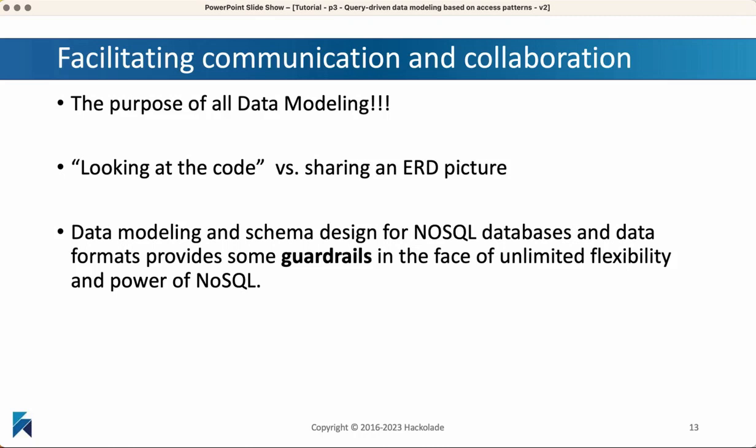Last but not least, data modeling is all about communication and collaboration. It's all about bringing the technical understanding of a particular system in line with the business understanding of that system. It really is the purpose of all data modeling. You don't want the business people to be looking at code, right? You want to be able to share the layout and the structure of your application in a graphical format, an ERD picture or something like that, so that they can better understand it and communicate to you about it and collaborate with you around those topics.